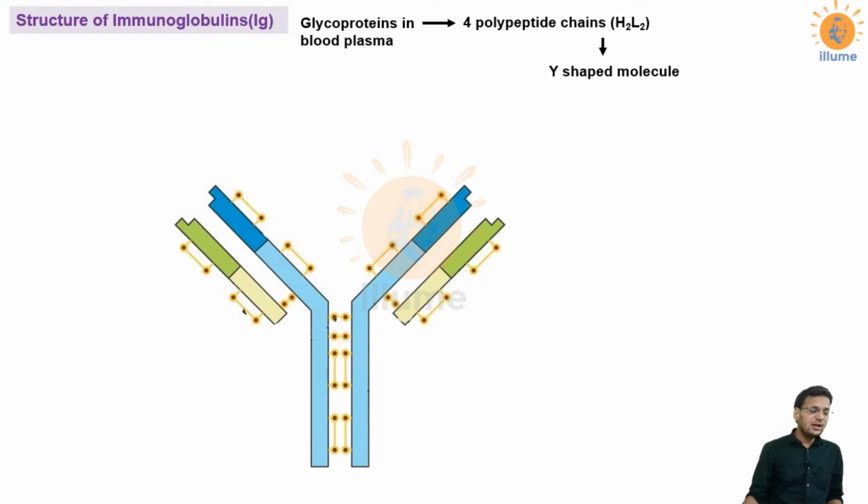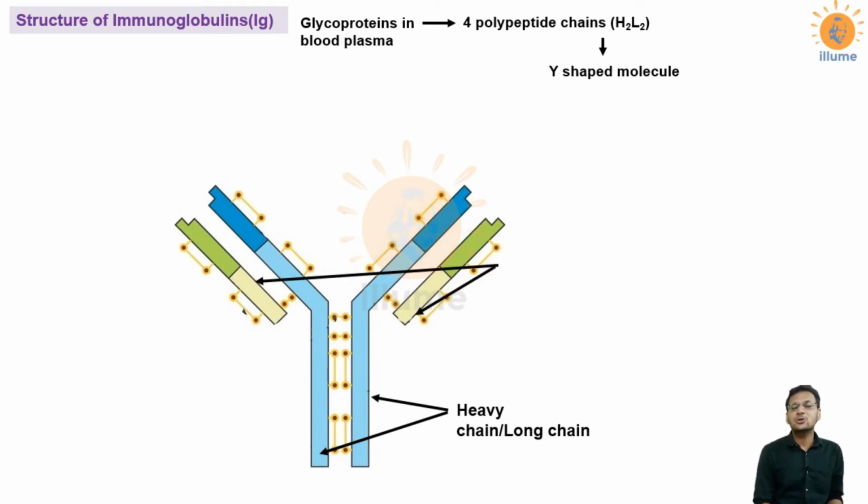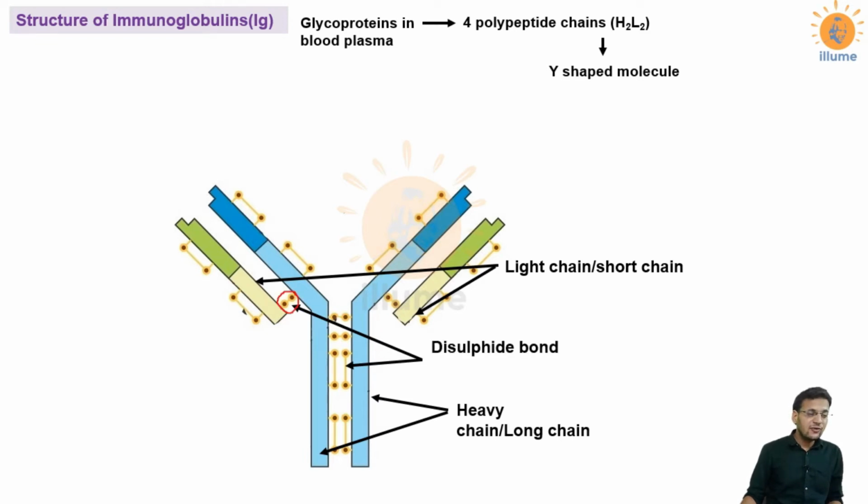Now, in this figure, there are 4 polypeptide chains. As you can see, 2 blue chains and 2 green chains. The chains on the outer side, the green ones, are smaller, so they are called light chains, and the ones on the inner side are longer, so they are called heavy chains or long chains, and the ones on the outer side are called light chains or short chains. These chains are joined together by disulfide bonds. These are disulfide bonds, as you can see in the picture, which connect the 2 types of chains.